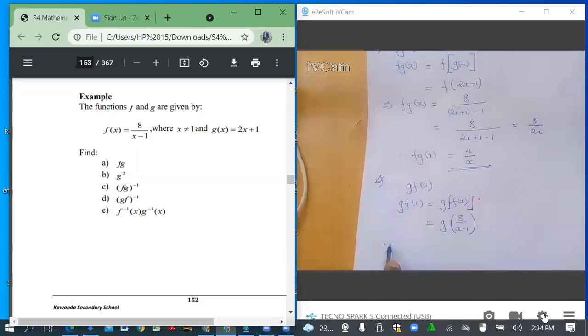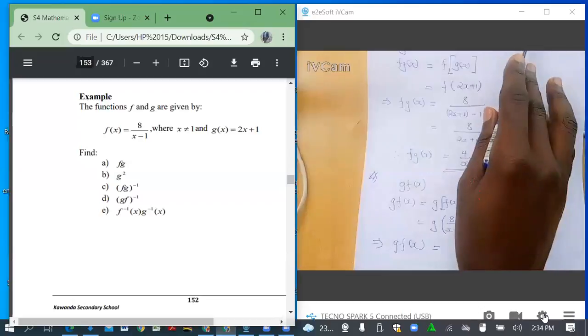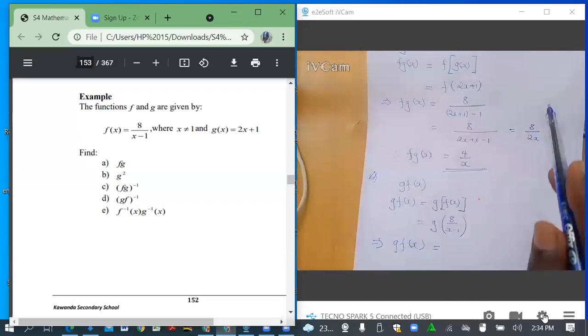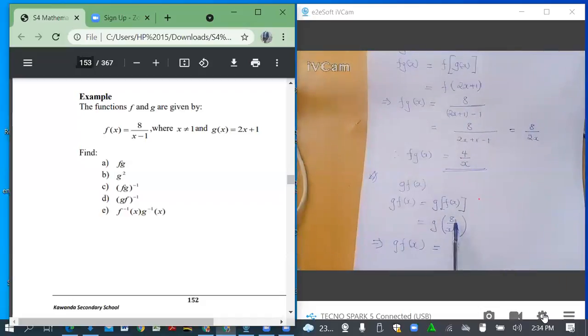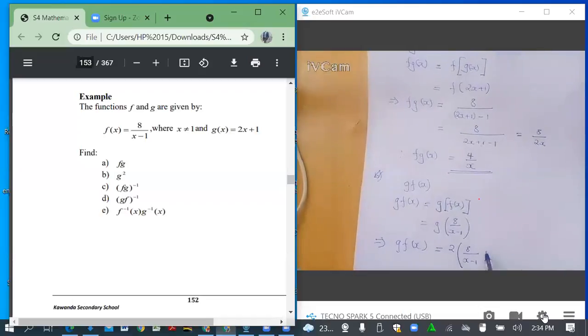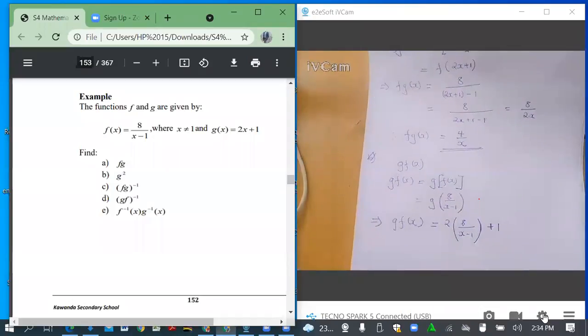Yes. So it implies that our g of f of x will become g of x, and our g of x is 2x plus 1. Where there is x, we shall replace it with 8 over x minus 1, right? Which will become 2 into 8 over x minus 1, then plus 1. Have you seen that?